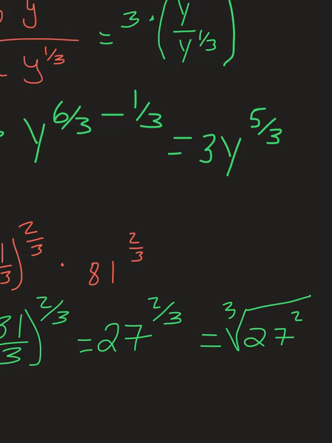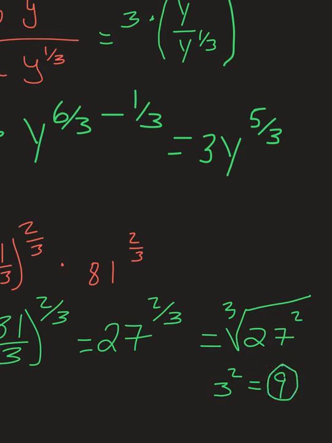I don't like working with really large numbers. That's why I'm not going to square 27, okay? So we're going to do the cube root first, okay? And when we do that, what's the cube root of 27? Well, the cube root of 27 is 3. We're going to get 3 squared. We all know what 3 squared is. It's going to be 9. Okay? And that would be our answer for 5.